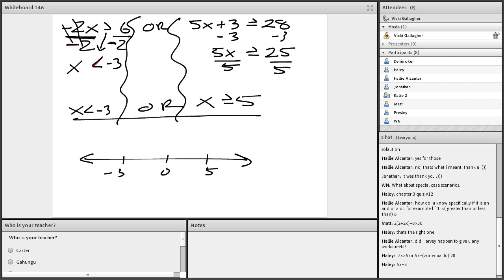Okay, so on the -3, I have an open circle, and this is a less than, so I'm going to shade to the left. On the +5, I have a closed circle, and we've got a greater than, so I'm going to shade to the right. And so it is a normal OR problem, and so I can just stick with my normal OR answer.